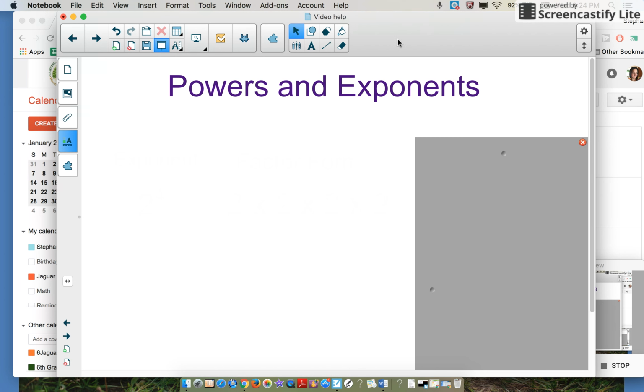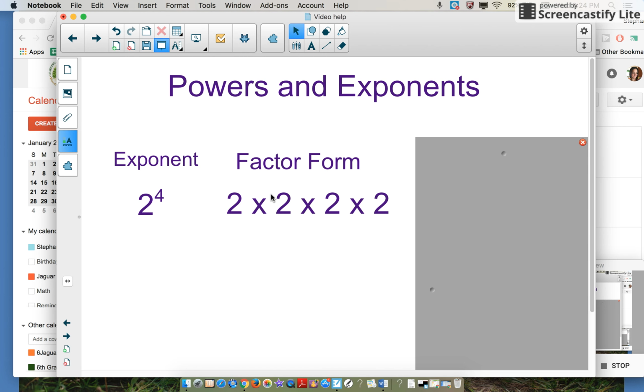And when we talked about powers and exponents, we were referring to things that look like this, and you can see it's 2 to the 4th power, 2 being the base and 4 being the exponent. Whenever you're asked to write in exponential form, you would write it looking like this. When you're asked to write it in factor form, this is what it would look like, because 2 to the 4th power actually represents 2 times 2 times 2 times 2.